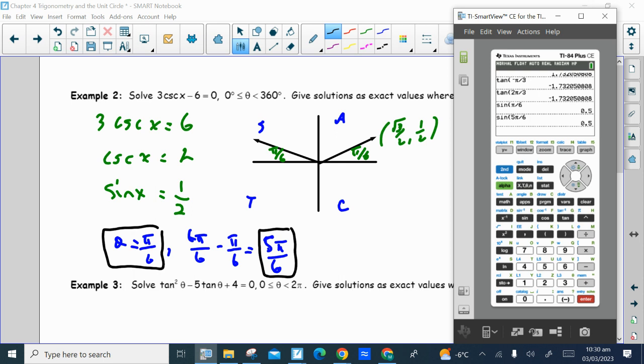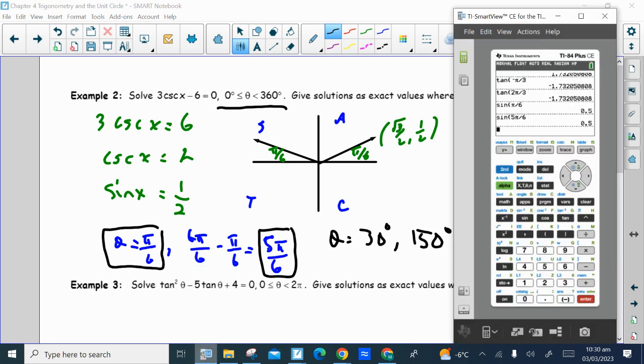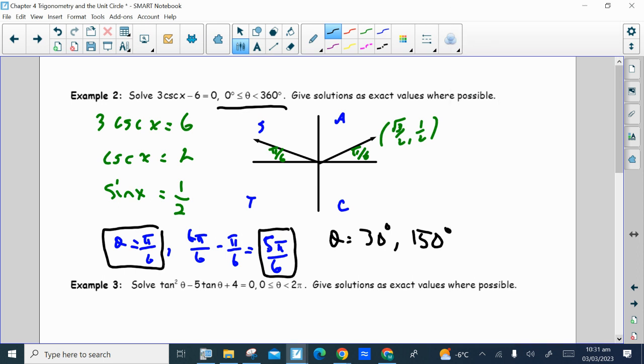Oh, yes, thank you. The domain says we have to be in degrees, so we'll change that then to 30 degrees and 150 degrees. So we'll change the mode to degrees to do our checks. The sine of 30 degrees and the sine of 150. They both work.